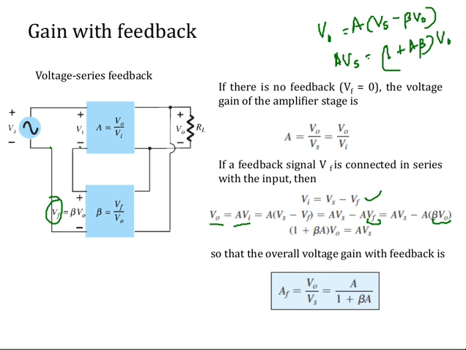So what is the overall voltage gain with feedback? Suppose you call that gain AF. AF is equal to V0 by Vs. What is V0 by Vs? A by 1 plus beta A. Or the gain is reduced by a factor 1 plus beta A. Or the new gain is A by 1 plus beta A.